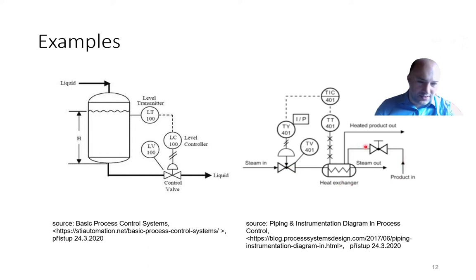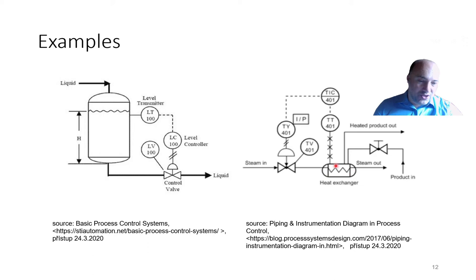And here is my product. Here it's going, the product, and here it's heated. So let's say I would need to heat it from 20 to 50, for example, centigrade. We can see that here we have again a valve, but this valve is not automatically controlled, so I just set it so that it's giving me the flow rate of my product. And in this case, I did not need to control it automatically.